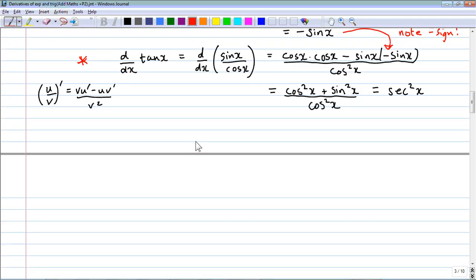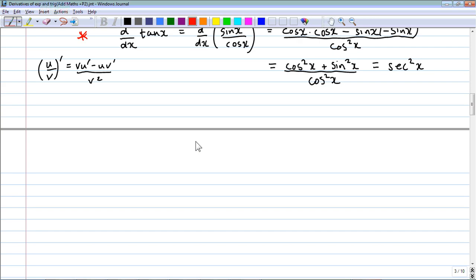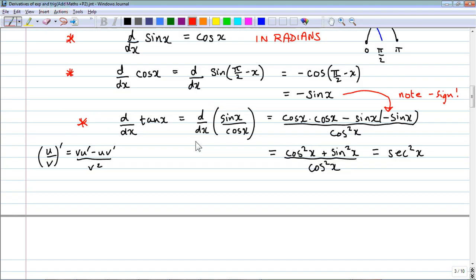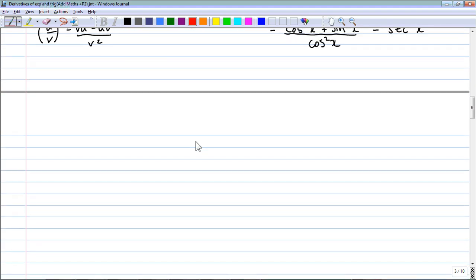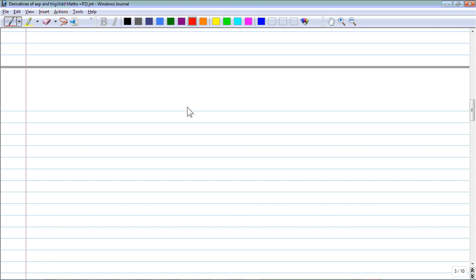Now we can use these results to figure out the derivatives of sec x, cosec x and cot x. So that's a little exercise you could try by pausing the video and figuring out for yourself. What are the derivatives of sec x, cosec x and cot x?